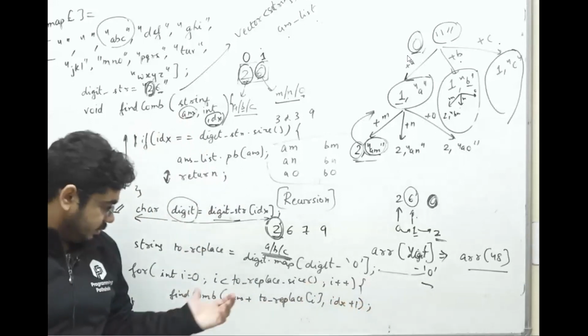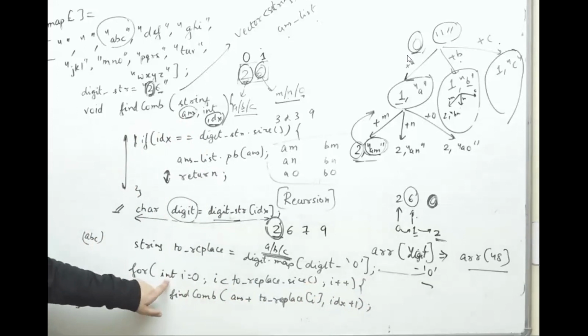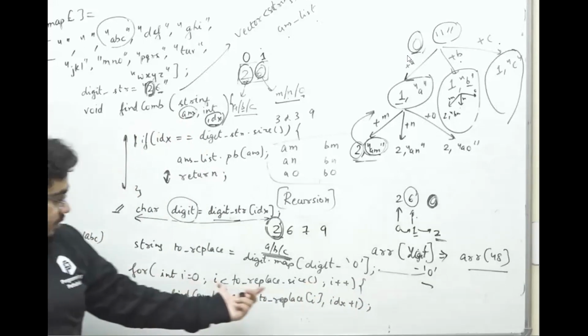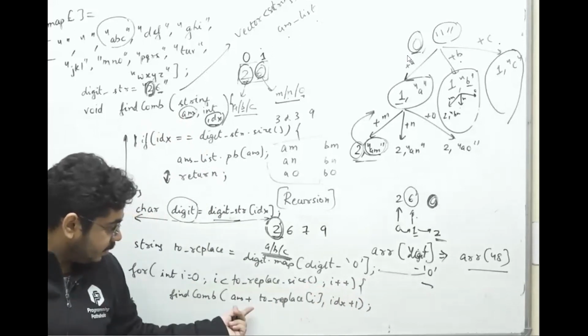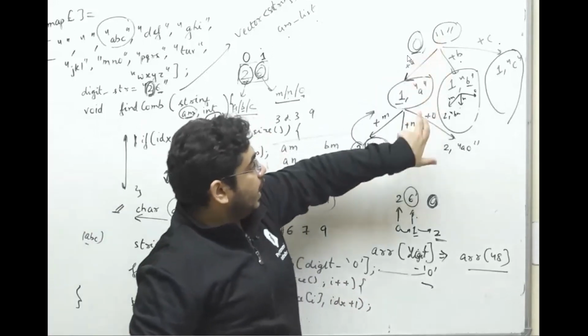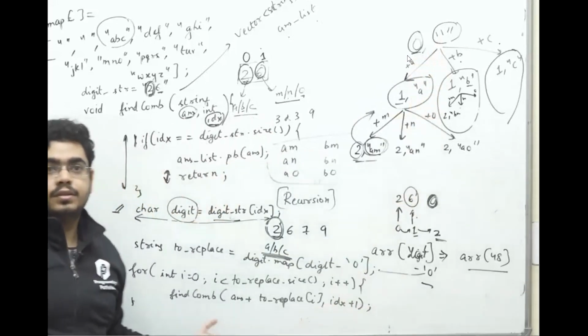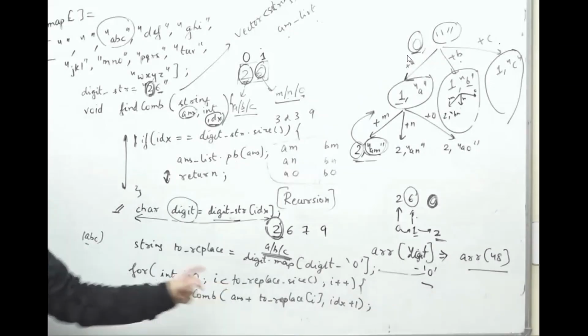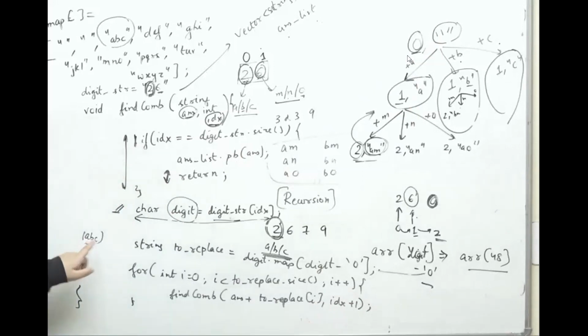Let me quickly repeat what I'm trying to do. If this was ABC, I am saying I'll go character by character on this. So for int I equal to 0, I less than string dot size, I plus plus. If I am at A, I will add it to my answer. It was empty, I added A to my answer, and now call recursion for the next index. So first I'll go to A, add it, call for the next. I'll put B, call the next. I'll put C, call the next.